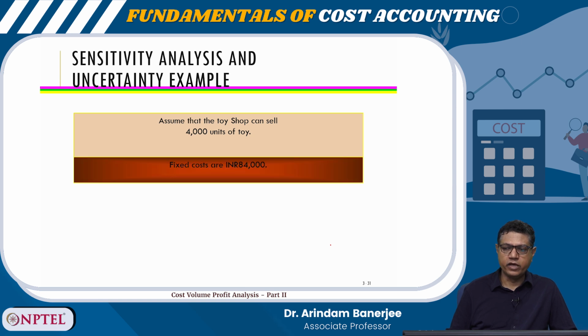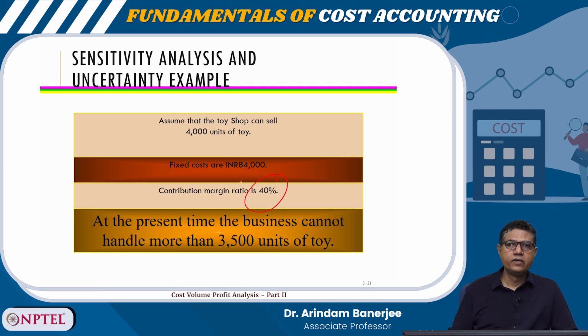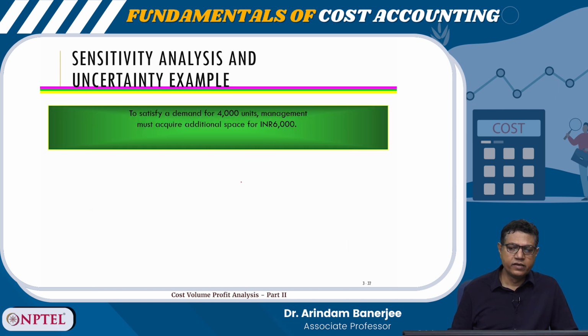Okay. Now, assume that the toy shop can sell 4,000 units of toy, fixed cost same 84,000, contribution margin ratio is 40%. This is the contribution margin ratio. So, at the present time the business cannot handle more than 3,500 units of toy. To satisfy a demand of 4,000 units, the manager must acquire additional space for rupees 6,000.